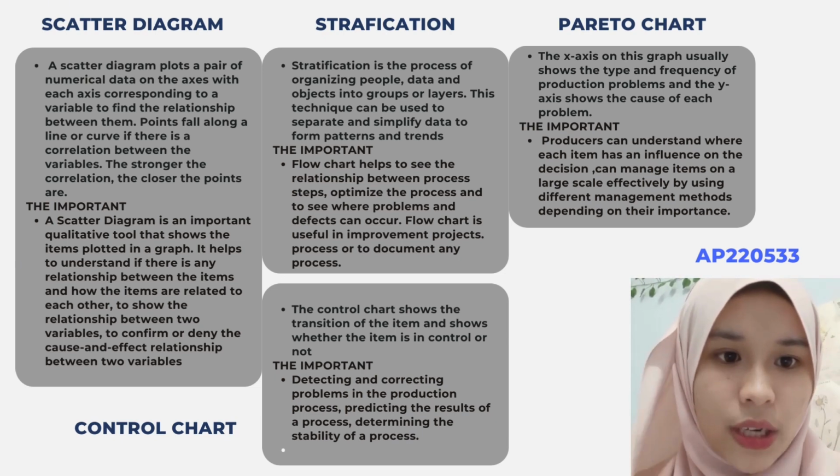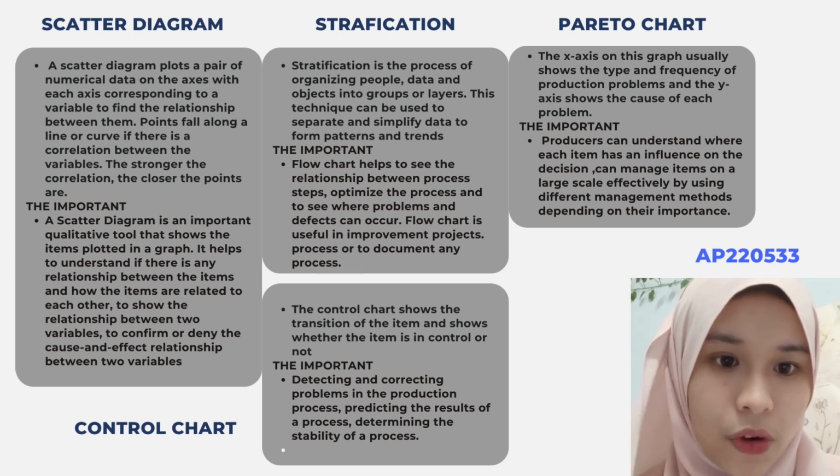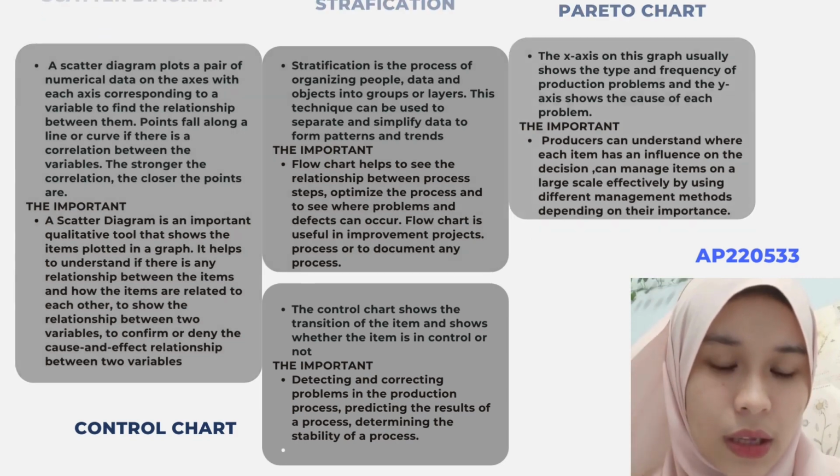Control chart shows the transition of the item and shows whether the item is in control or not. The importance of the control chart is that it can detect and correct problems in the production process, predict the result of a process, and determine the stability of a process.